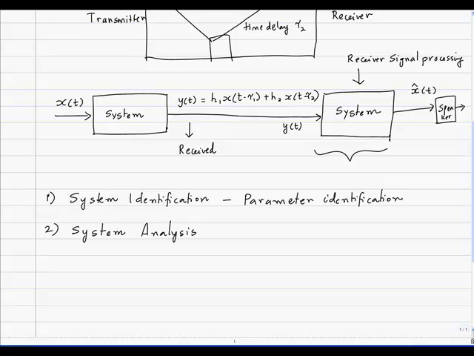That may involve understanding exactly what has happened to x of t. How has x of t been modified by the system, which may allow us to do some processing. Okay, so this we can say is understanding the effects of the system.